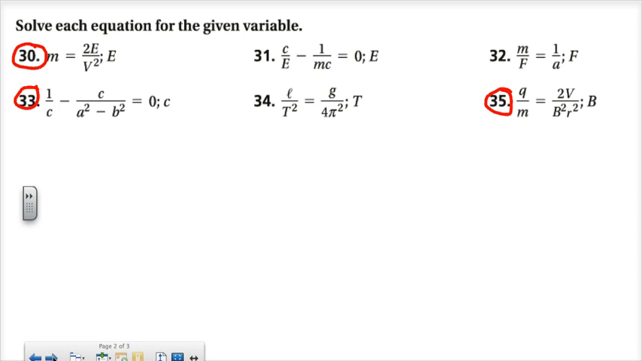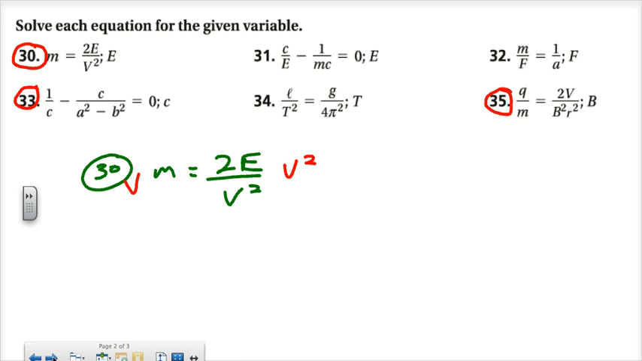Then, number 30. These are our literal equations, and this is a skill we do not want to be without. We have m equals 2e over v squared, and they want us to solve this for the capital E there. The first thing we have to do is multiply both sides by v squared. So we'll have mv squared equals 2e because these v squareds will cancel out.